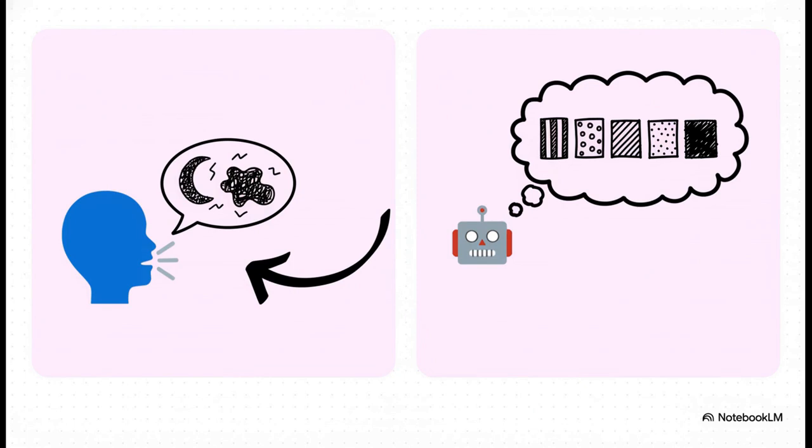And this slide right here just nails the whole challenge. On the left, you've got a simple, everyday phrase, I'm hungry. But on the right, that's what the machine actually sees, just a sequence of numbers, what we call a vector. The big question is, how in the world do we get from one to the other? Well, let's get into it.